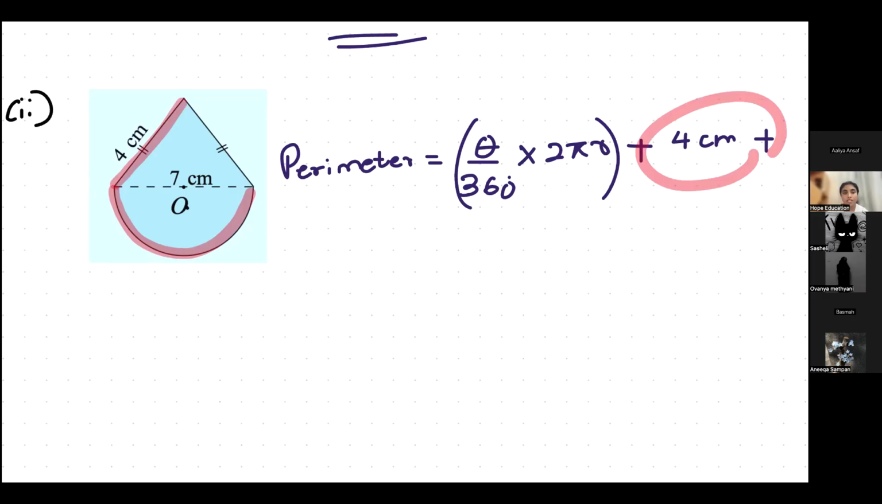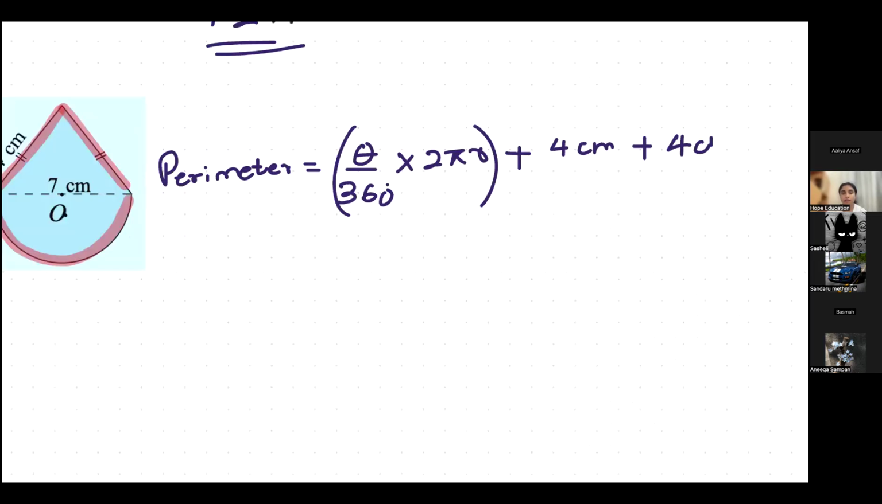And what is the length of this part? This part. 4 centimeters. Okay, some of you say 4. What do others think? Yes, 4 centimeters, because it says so. Make a double line, make a double line. That means they are equal. They are 4 centimeters.